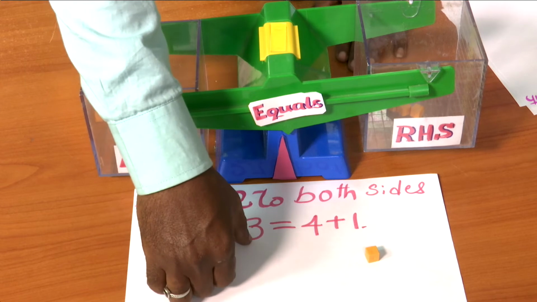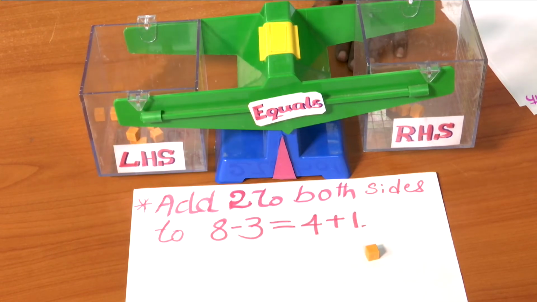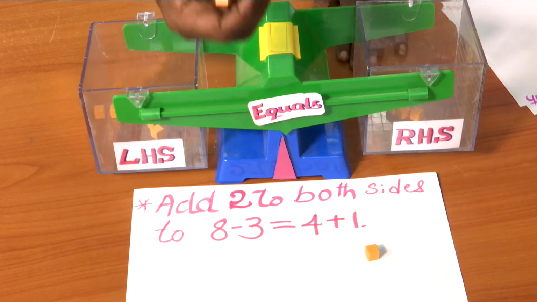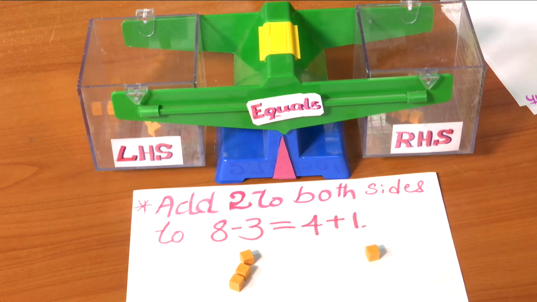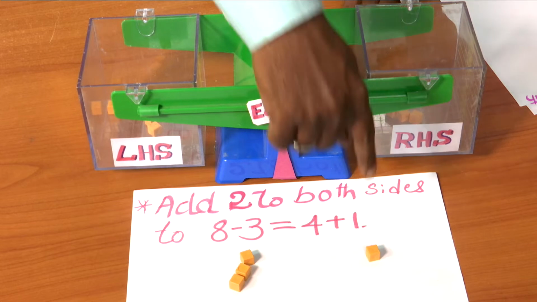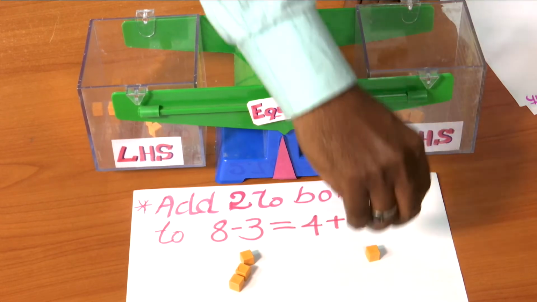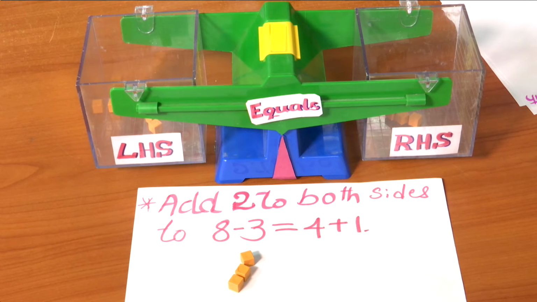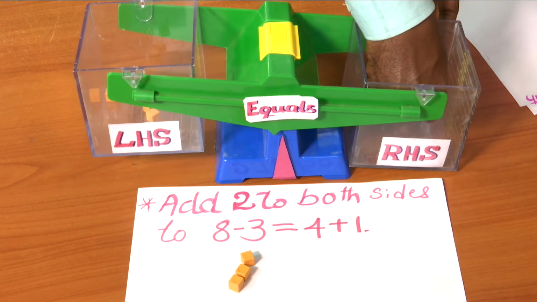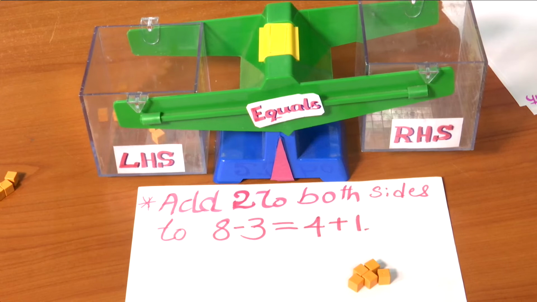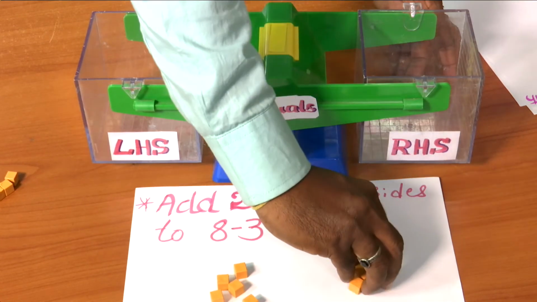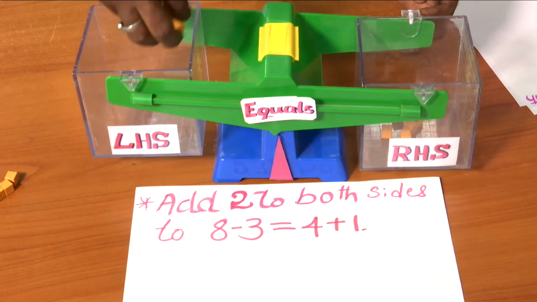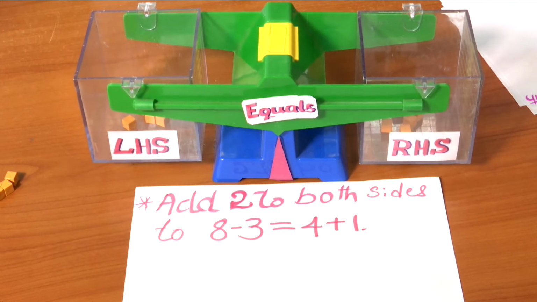What do we do here? 8 minus 3 means take out 3 from the left side. Let us take 3 from this. Okay, we take the 3 from the left side. Then the balance is no. What is on the right side? Put 1 on the right side. Both sides are equal, because on the right side we have 5 and on the left side also 5.